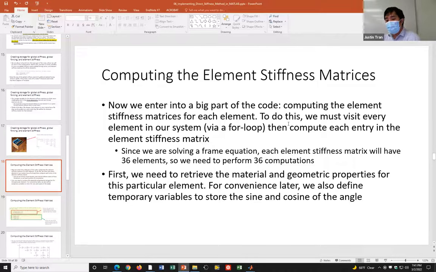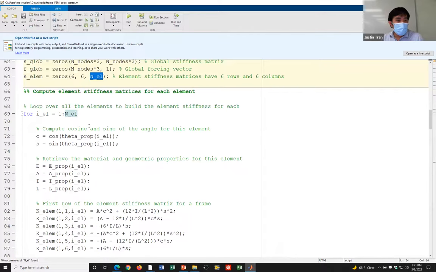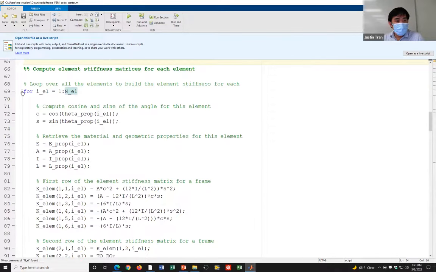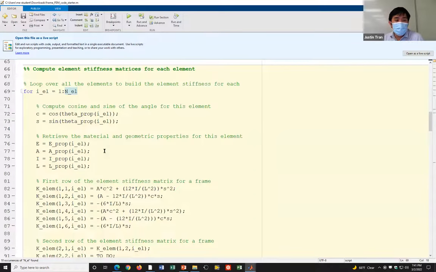And so a lot of this code is going to be computing this element stiffness matrix, okay? All right, and so if you go into the starter code that I gave you and move down, starting on line 69, this is where a lot of the code is going to take place. And so a lot of the computations are going to take place here, okay? So I've already started this for you just to give you a sense of what it's like, okay? And so let's break this down section by section, okay?